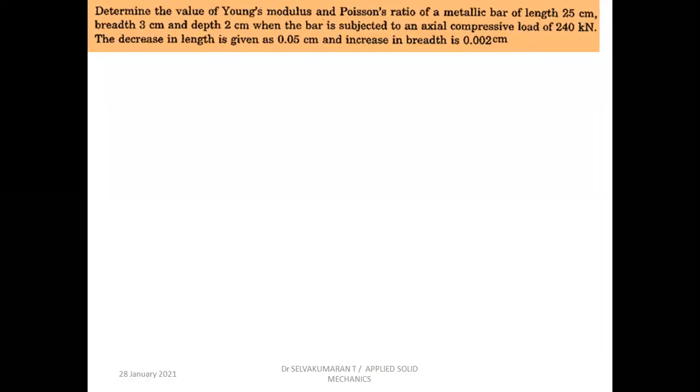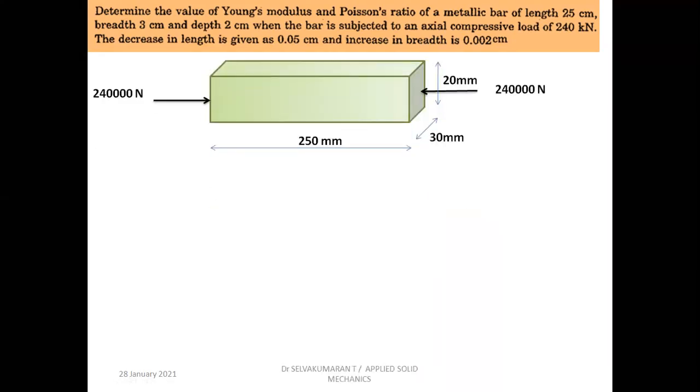Bansal. Determine the value of Young's modulus and Poisson's ratio of a metallic bar of length 25 centimeter, breadth 3 centimeter, and depth 2 centimeter when the bar is subjected to an axial compressive load of 240 kilonewton. The decrease in length is given as 0.05 centimeter and increase in breadth is 0.002 centimeter. So you can see the dimensions are represented in the figure. Okay, the length, breadth, thickness, and it is subjected to an axial compressive load of 240 kilonewton.